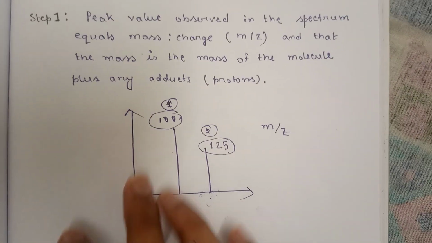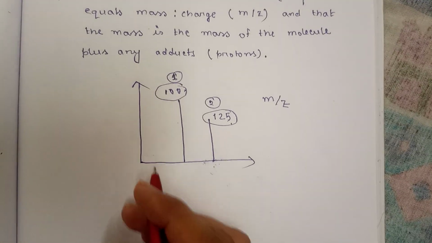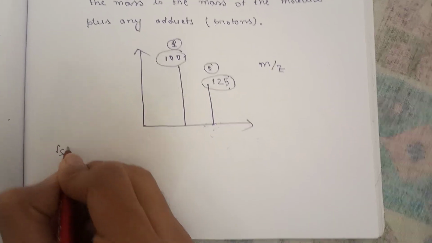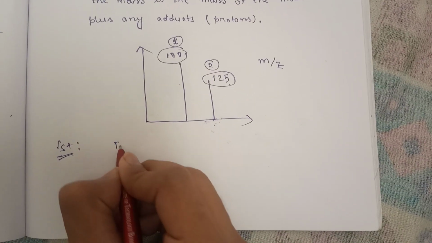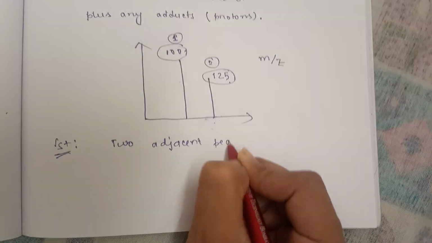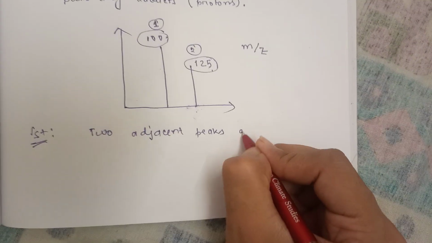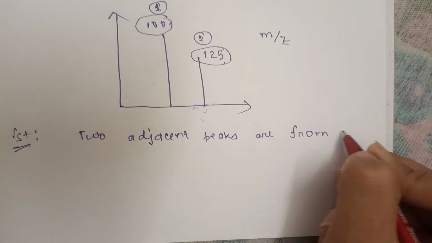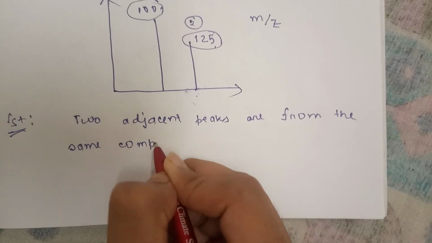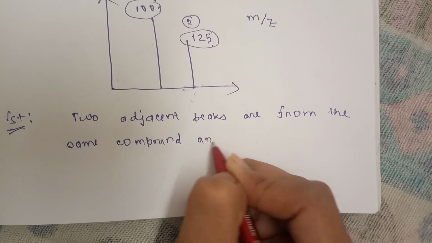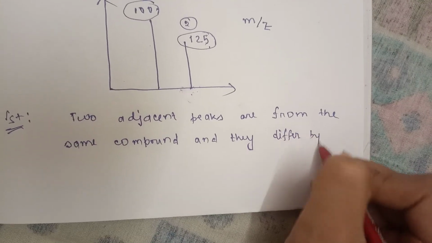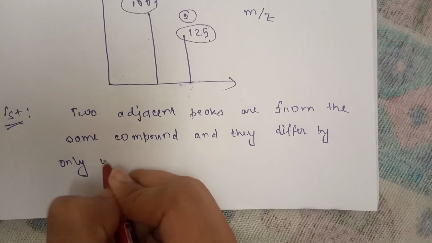But before that there will be some assumptions. So what are the assumptions? There will be so many peaks, but the first assumption is that two adjacent peaks are from the same compound and they differ by only one charge.